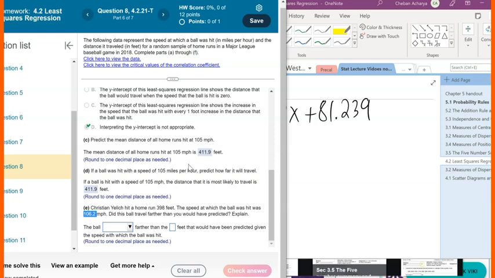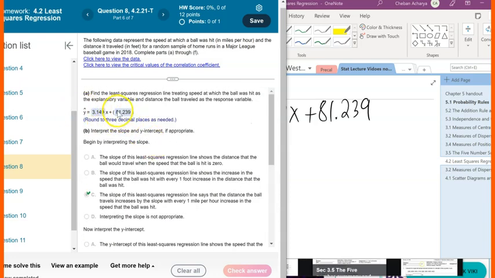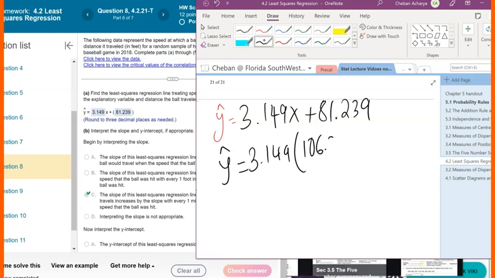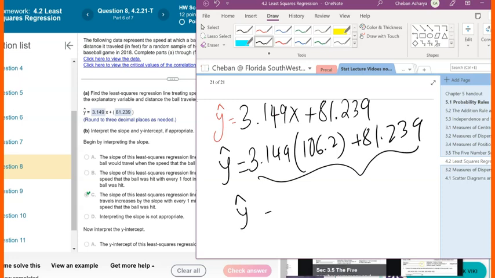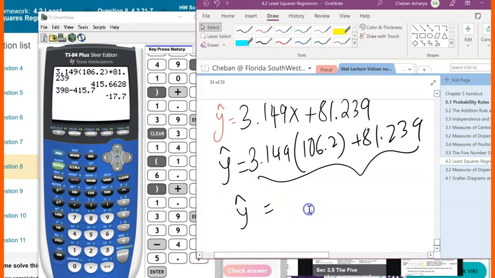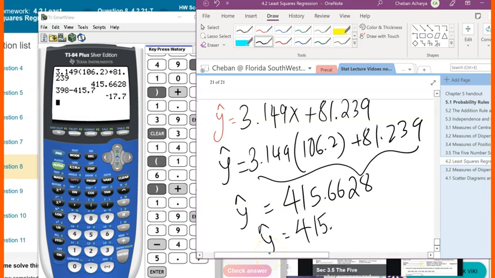How do you find the predicted value? You put it in the equation. Let me put that y hat equation here: 3.149 times x, where x is 106.2, plus 681.239. Now if you simplify using the calculator, you get y hat equals, I put in 106.2 in the equation, 415.6628. If you round it to one decimal, as the instruction says, 415.7.